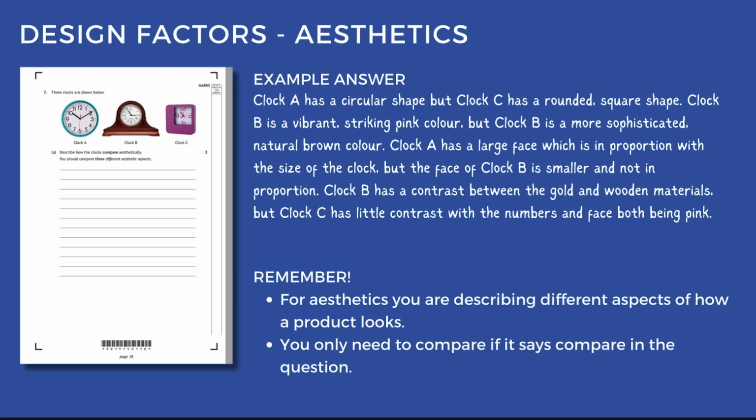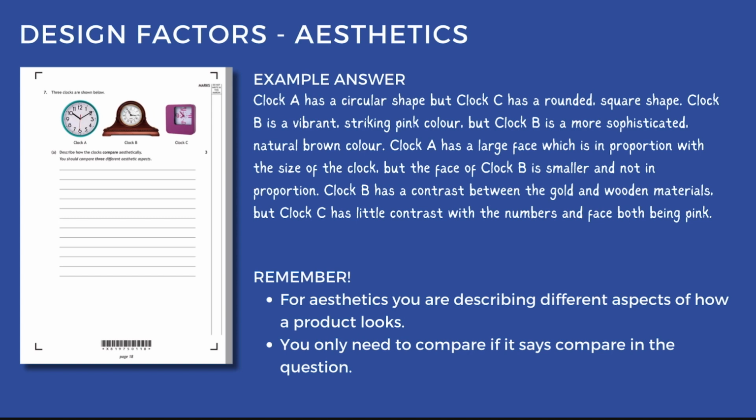So let's now look at an example answer for this question. The candidate's written, clock A has a circular shape, but clock C has a rounded square shape. Clock B is a vibrant, striking pink colour, but clock B is a more sophisticated, natural brown colour. Clock A has a large face, which is in proportion with the size of the clock, but the face of clock B is smaller and not in proportion. Clock B has a contrast between the gold and wooden materials, but clock C has little contrast, with the numbers and face both being pink.